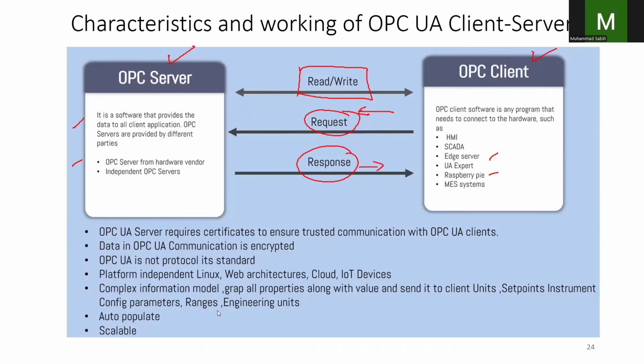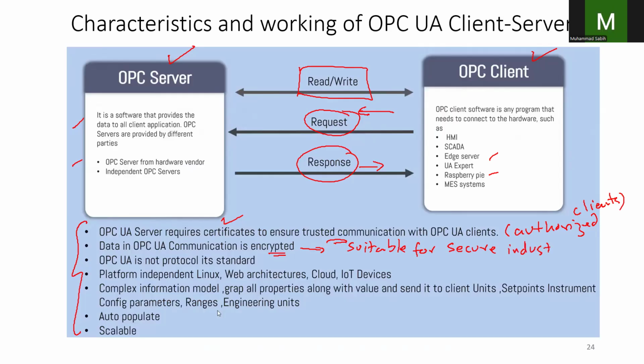So some key characteristics of the OPC servers are listed here. For example, it uses certificates for secure and trusted communication, ensuring that only authorized clients are able to connect, and all the communication is encrypted, which makes it suitable for secure industrial networks.